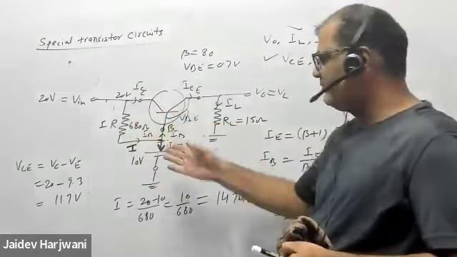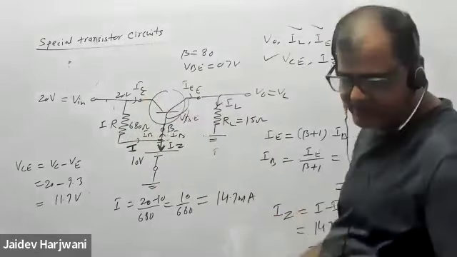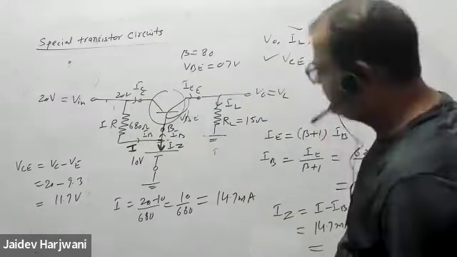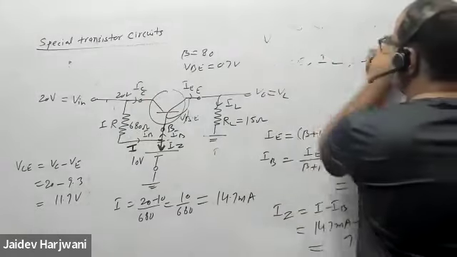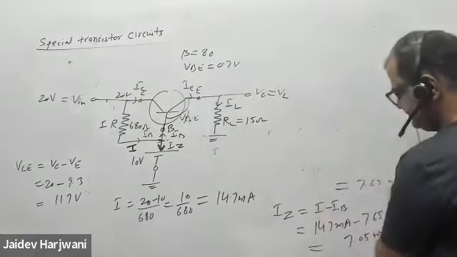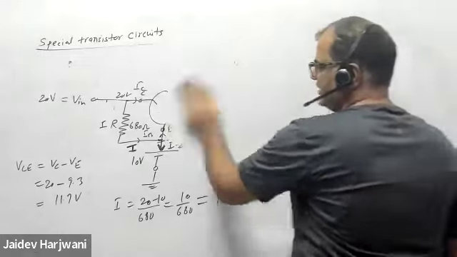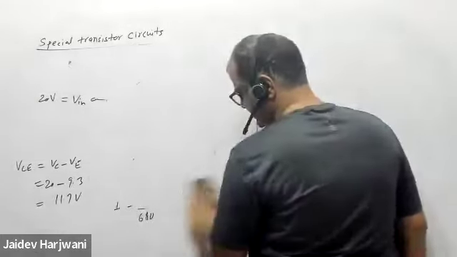Then you know IE, you can subtract IB and find the IZ. VCE you can directly calculate. So this becomes very simple. The only thing is that you should first know that it's working as a regulator. So it should work as a regulator, then the remaining is very simple.